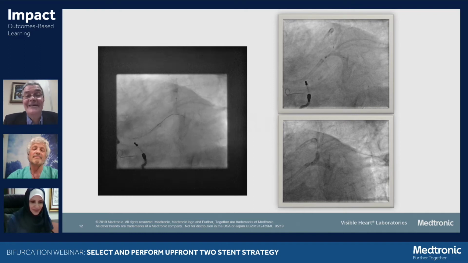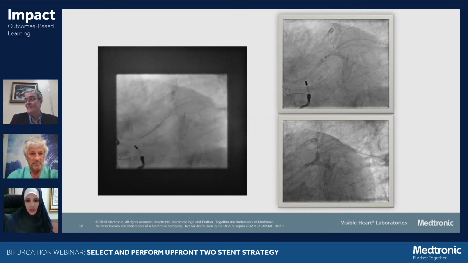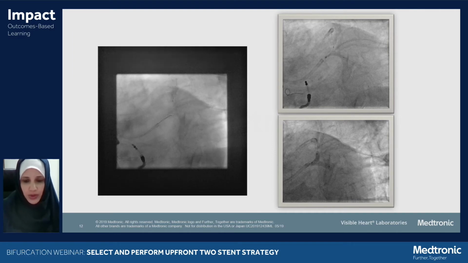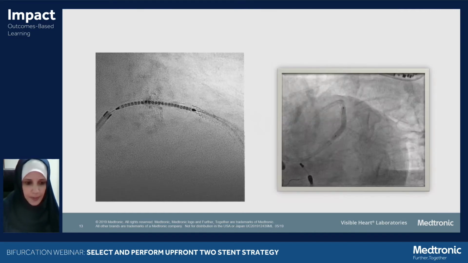Okay, please continue. Right. So then what we do is we open the cells with the smaller balloon, as you can see in the top image. And then we take a bigger, more appropriately sized balloon for the actual kissing. And for the kissing, you don't need to be terribly into the left main at this point, but you do need to make sure you're covering both segments. And so the bottom is actually showing the kissing in both the LAD and the circumflex artery.